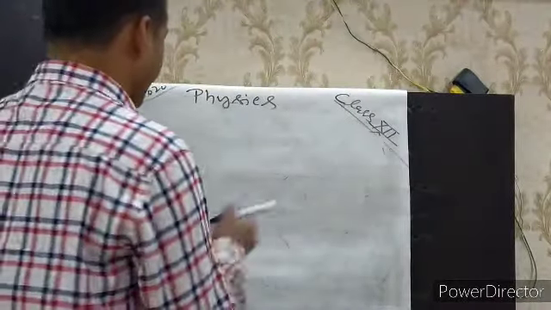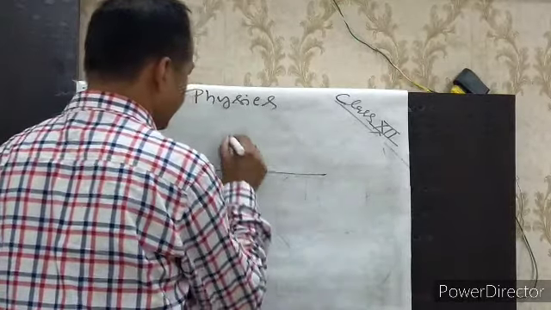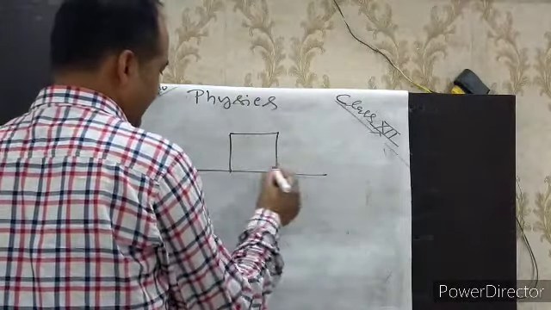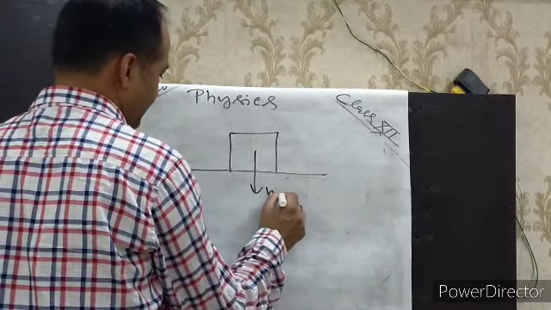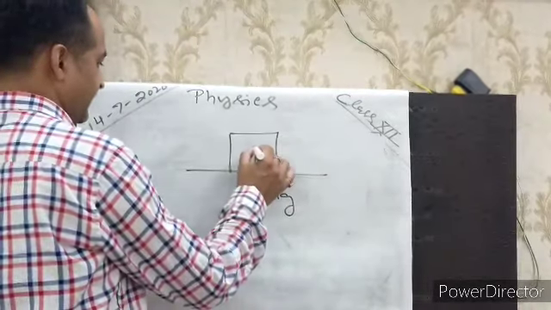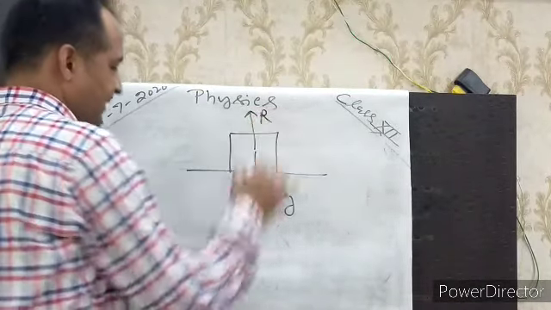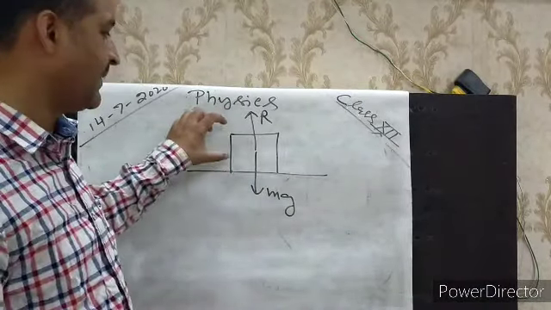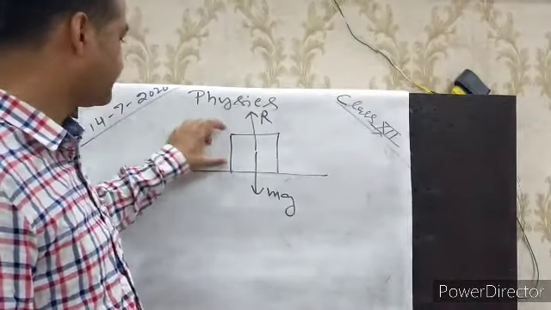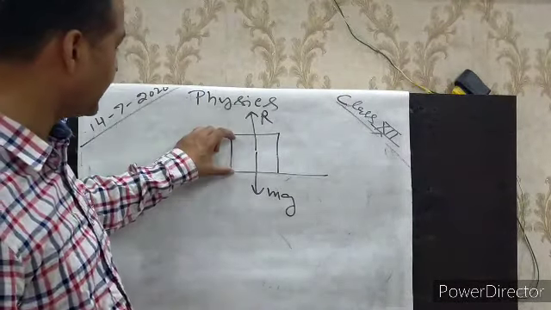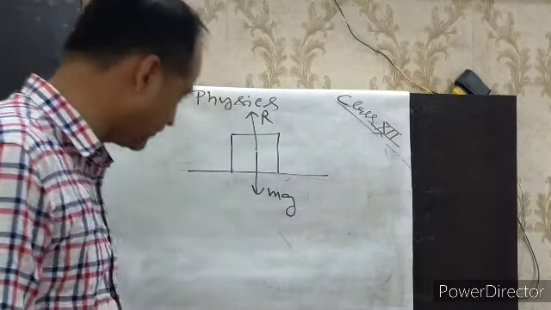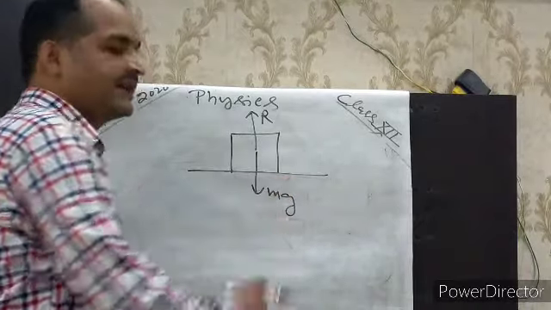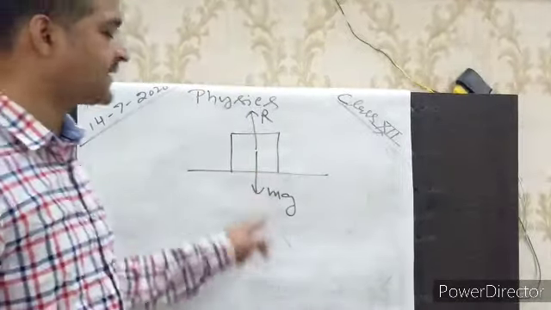I have also explained, and now I am explaining again: if this is the block on the surface, there are two forces acting. One is downwards, its weight mg, and the second one upwards, the normal reaction R. That's why the object is stable on the surface. It is neither moving up nor moving down, because these two forces are equal and opposite. Clear? They are cancelling each other.